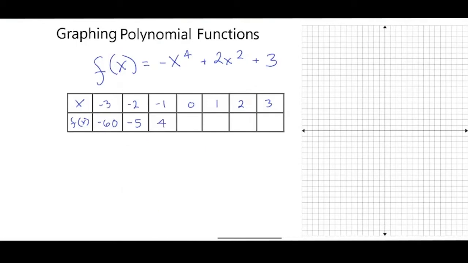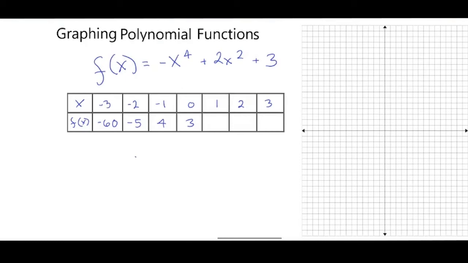Now let's solve the function when x is 0. So it'll be -0 to the fourth power plus 2 times 0 squared plus 3. Well, 0 to the fourth power is 0. -0 is 0, so it's 0. And then 0 squared is 0. 0 times 2 is 0. Plus 3. So 0 plus 0 plus 3 is just 3.